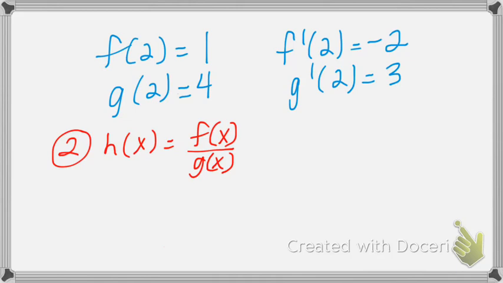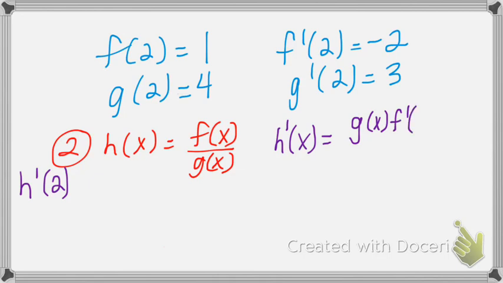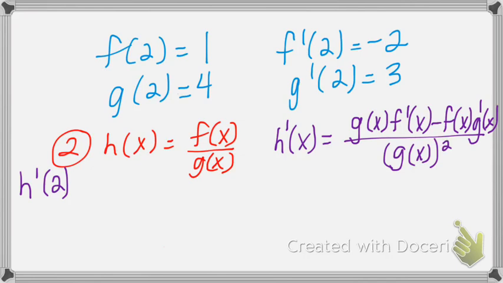So we're going to use the same numbers, this time a different function. So h of x is f of x divided by g of x, and I want to figure out what h prime of 2 is. So I start off by finding the derivative of h of x, and I use the quotient rule: the bottom times the derivative of the top minus the top times the derivative of the bottom, over the bottom squared.